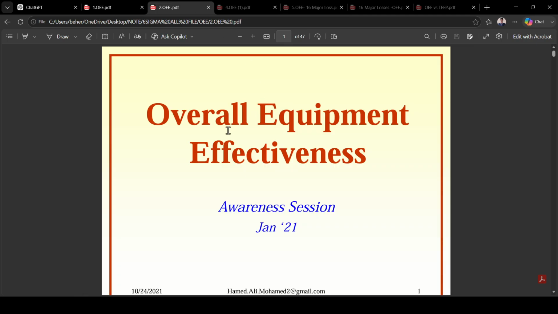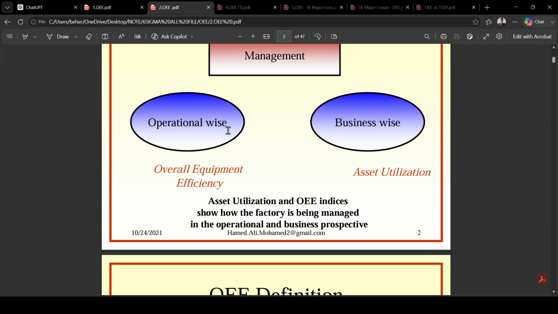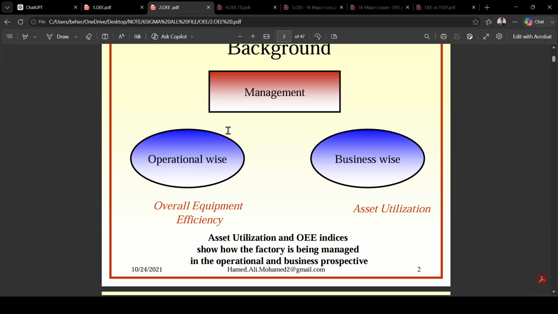This is one more example in OEE, overall equipment effectiveness, and that one also has the most important PDF in this section. So this is the PDF, you can read that PDF now, then automatically you can understand everything. So let's start this video. This is the background of the OEE.